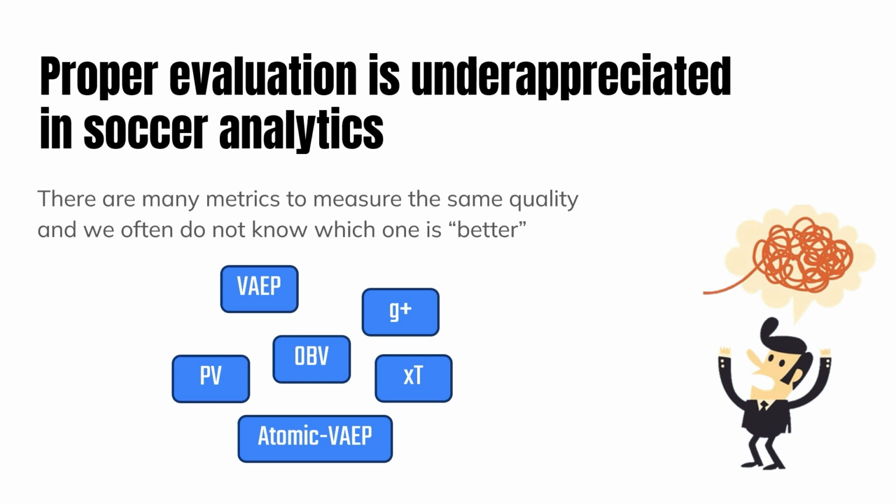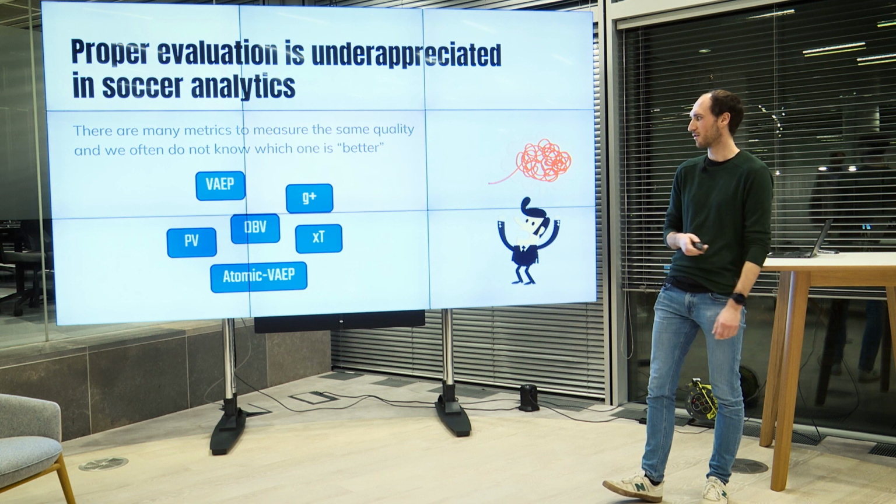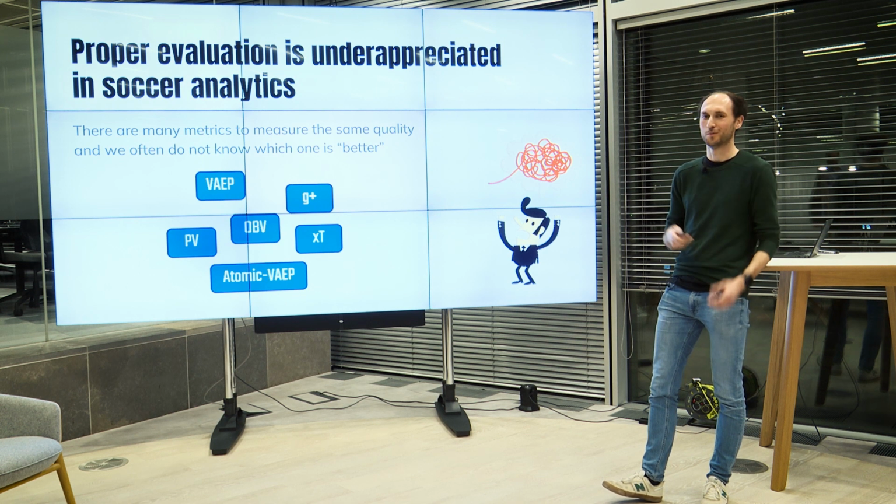So to give a concrete example, there are many metrics that basically are measuring the same, and people keep adding other metrics. Well, sometimes it will be more valuable to do a proper evaluation of what we have now and assess what are the strengths and weaknesses of everything we have. And I think possession value is a great example of that. We have VAEP, we have G+, we have OBV, possession value, xT, and atomic VAEP. And to be honest, I don't really know which one is better nowadays. So maybe someone should look into this and properly evaluate it.